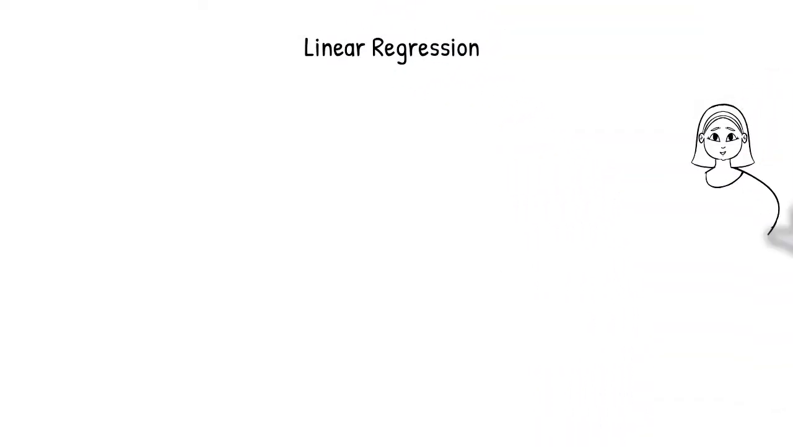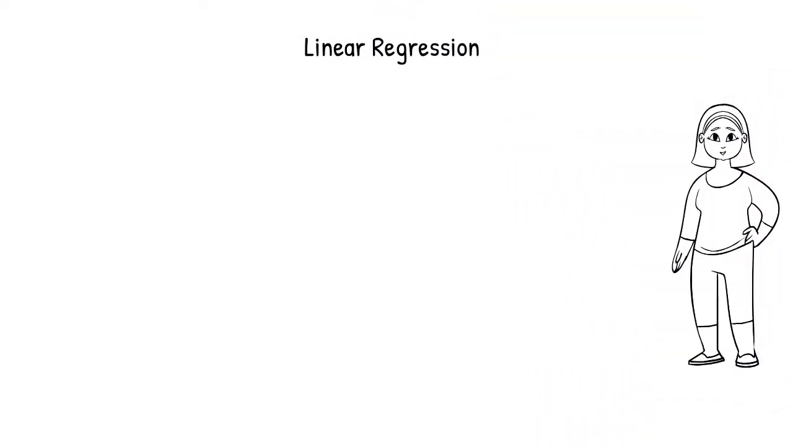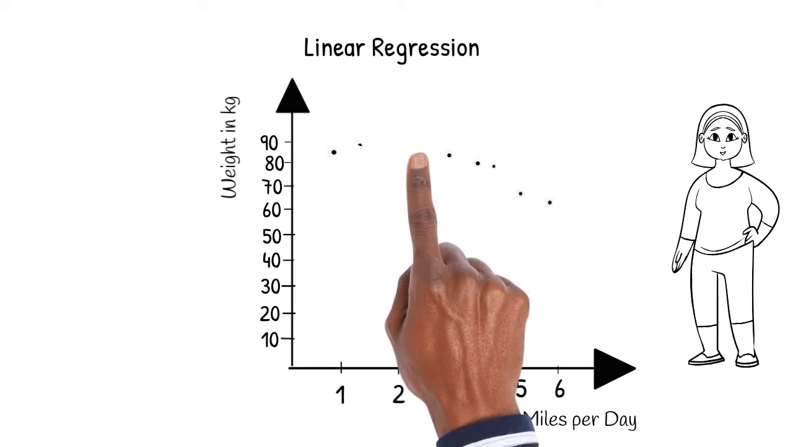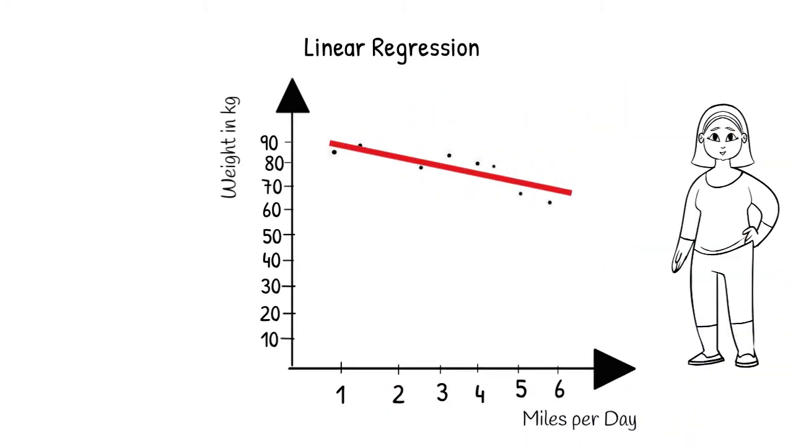In this video, we'll be talking about the best fit linear regression model. In a recent video, we created a scatter plot. Each point tells us how far each woman walks per day and her weight in kilograms. Since our data points are in the approximate shape of a line with no outliers, we can use a linear model to analyze the relationship between our variables.